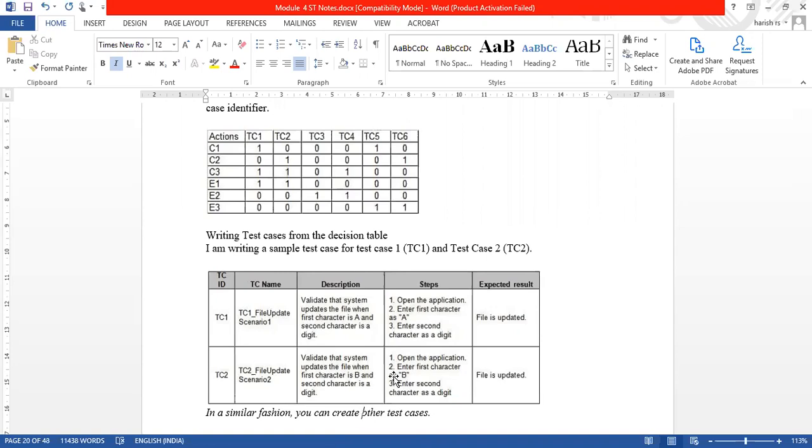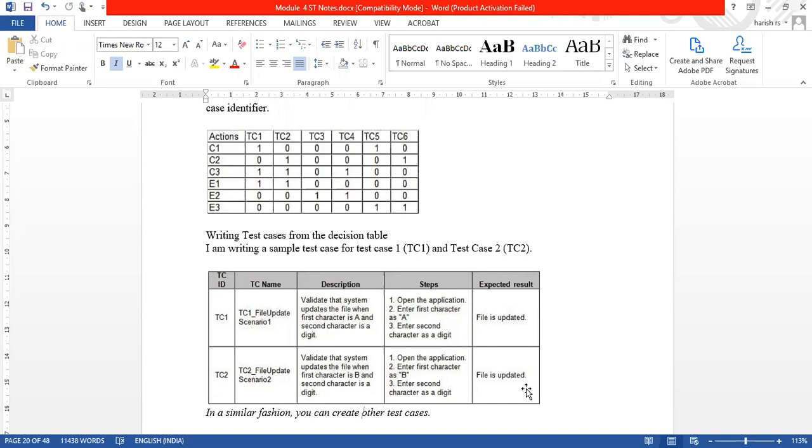Second, test case 2, what did we do? Yes, students, case 2, what did we do? Case 1 is for C1 and C3. Case 2 is for C2 and C3. Then we say the file is updated.